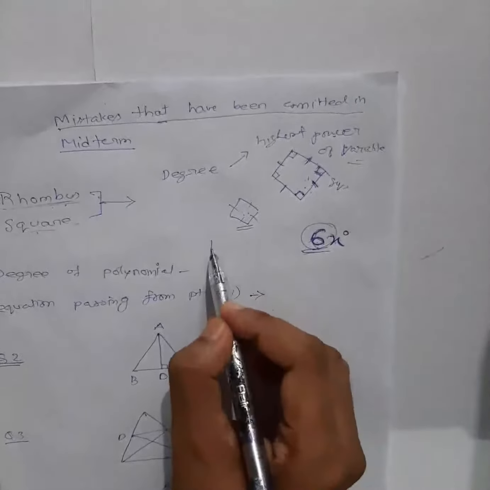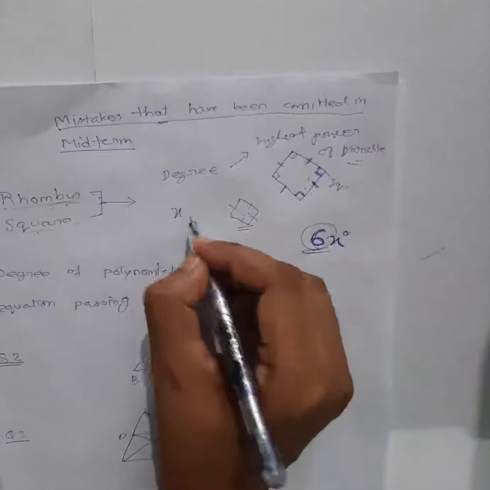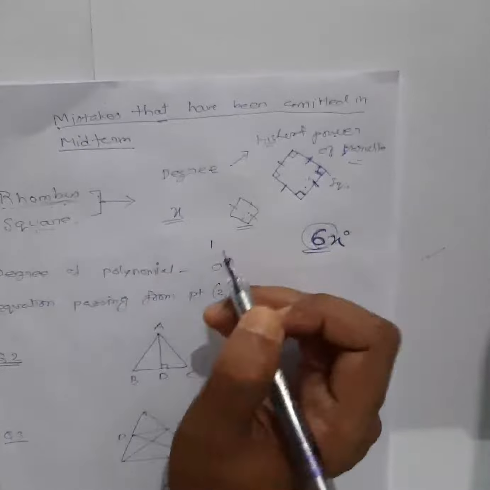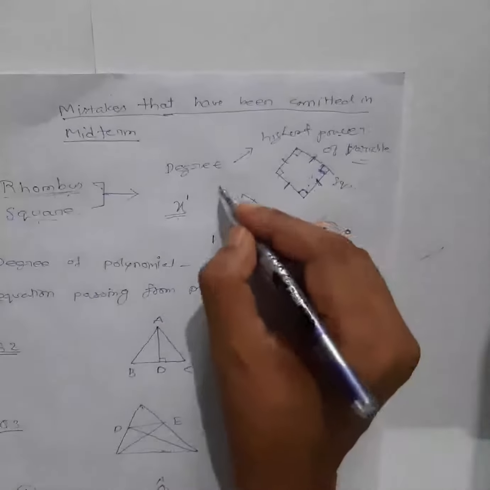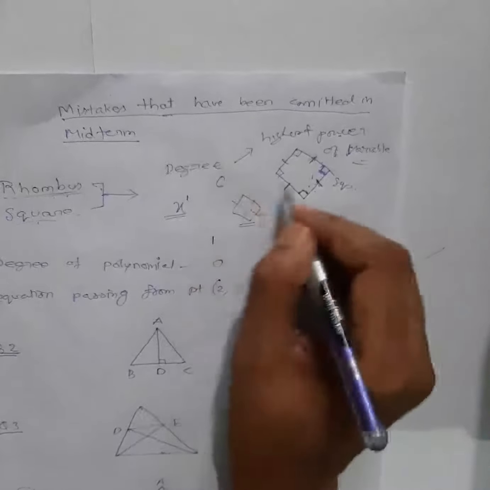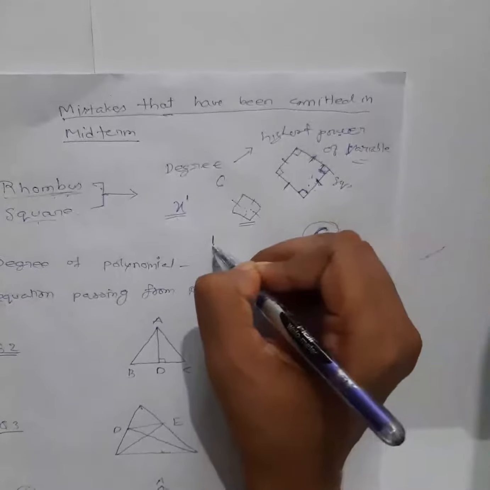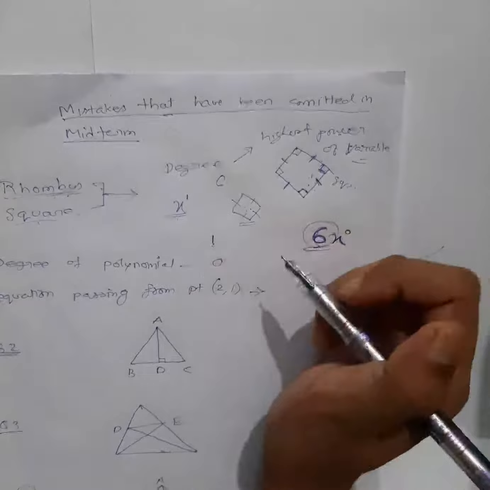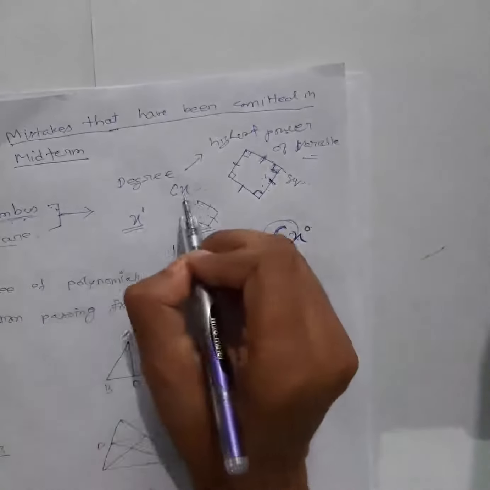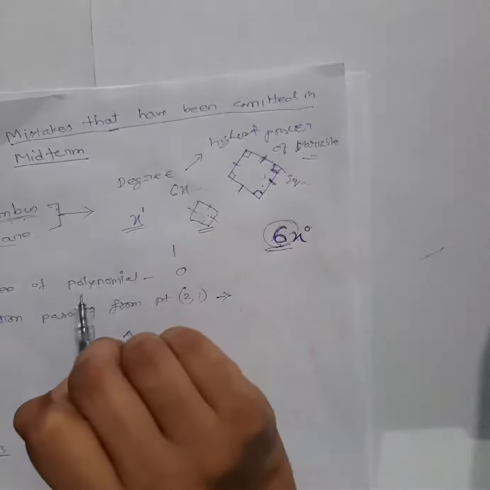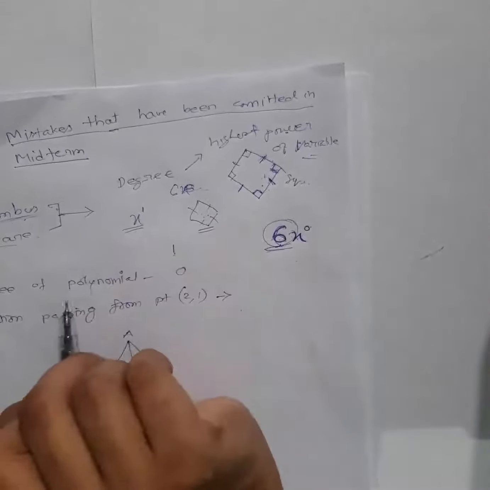Some of you have written 1. If it is 1, you must have x. You must have a variable in the polynomial whose power is 1, with highest power 1. The polynomial given was 6 and you can't see any variable here. So you cannot say 1 is the degree of this polynomial because there is no variable. If there is a variable like x, then you can see the power is 1, but you don't have x, you have only the constant 6.